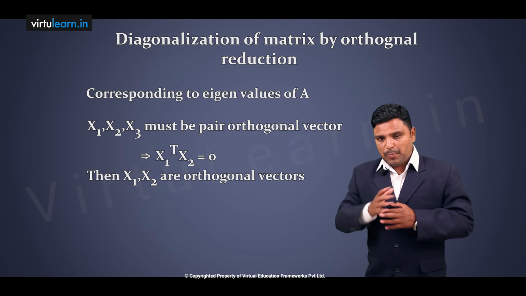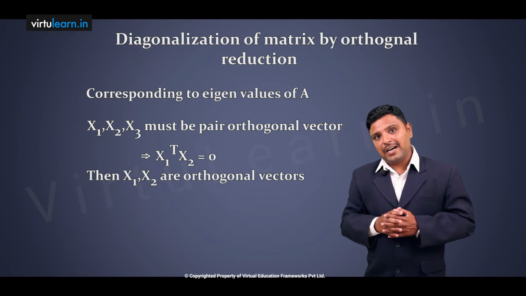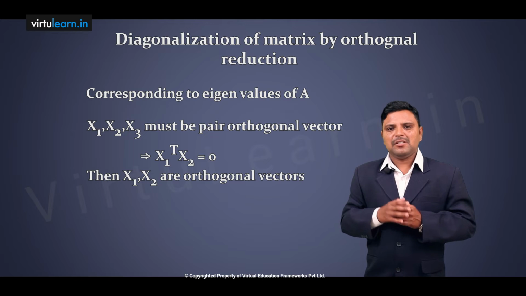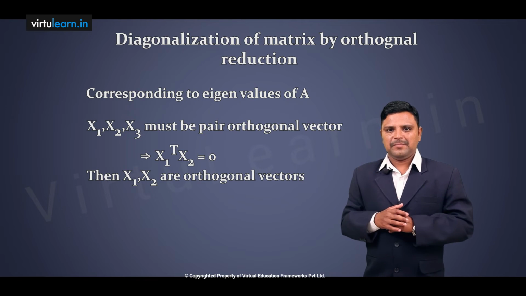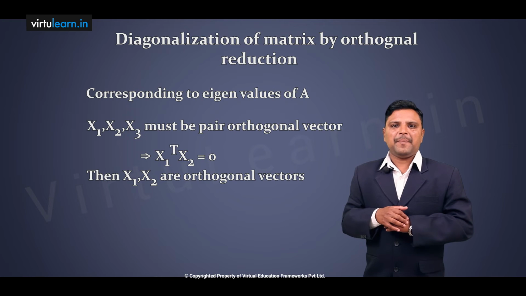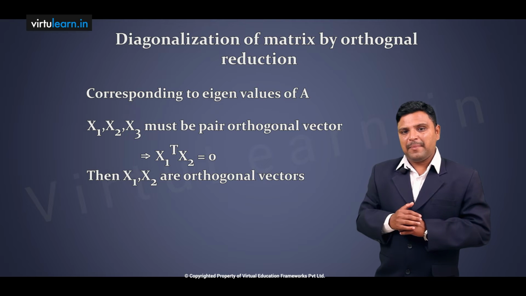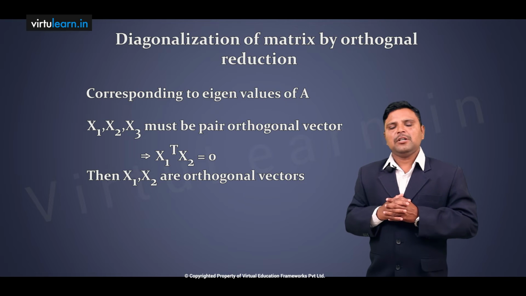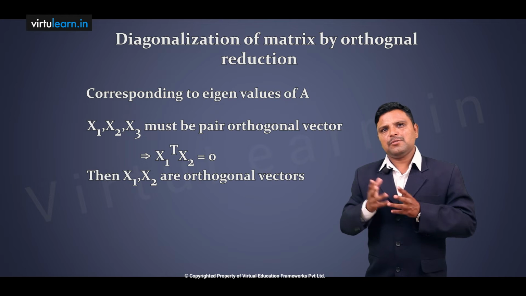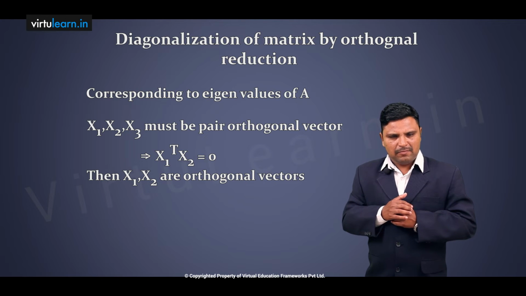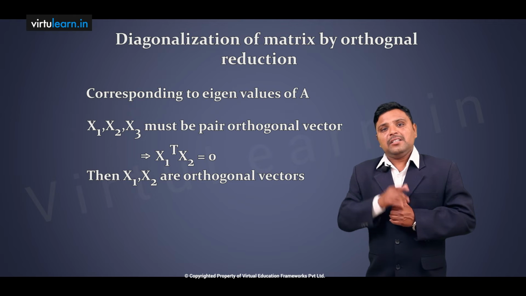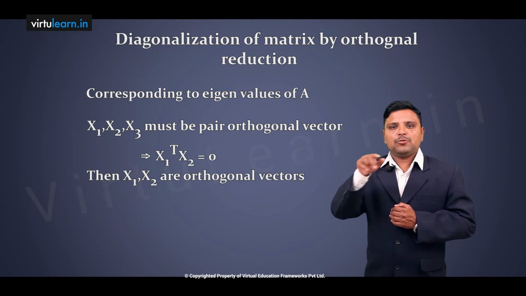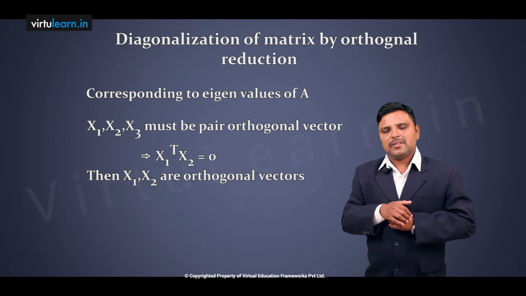But suppose the eigenvalues of A are not different, for example 0, 3, 3, meaning 3 is repeated 2 times. Then corresponding to lambda equal to 3, we will get 2 eigenvectors. Sometimes we get fewer, which I will explain after completing this procedure. In that case, you have to check that x1, x2, x3 are pairwise orthogonal vectors.